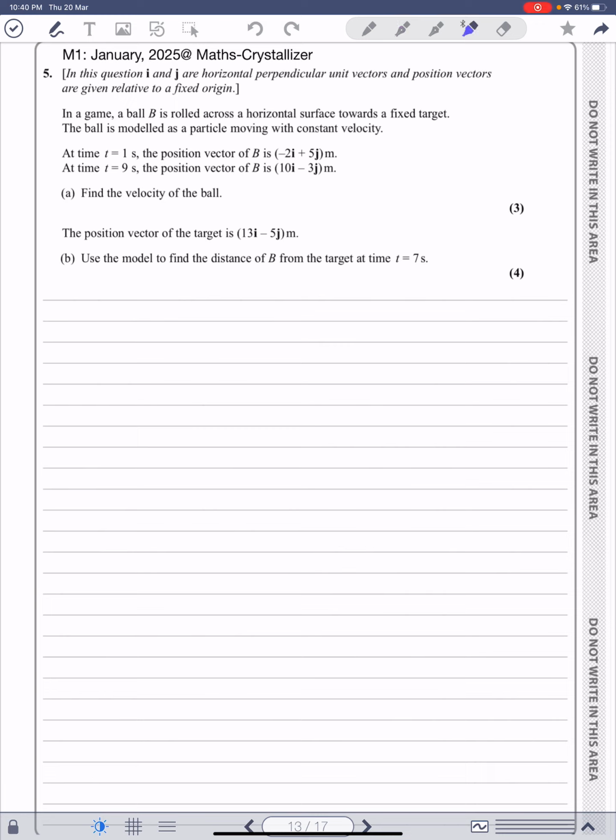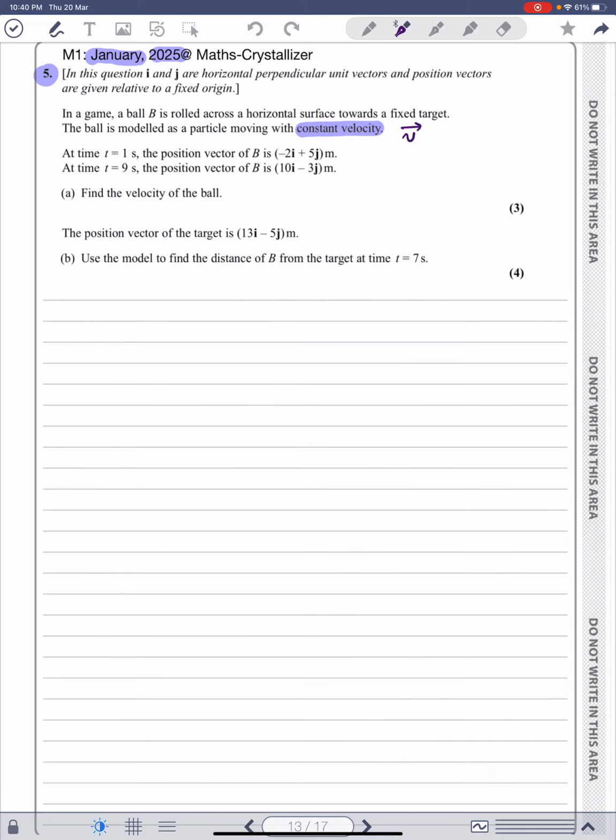So we are continuing solving the mechanics paper, crystallizing the concepts from this paper of the M1 syllabus, January 2025. We are on question 5. Question 5 says: in a game, a ball B is rolled across a horizontal surface towards a fixed target. The ball is modeled as a particle moving with constant velocity. Label it with V, guys, with an arrow like this.